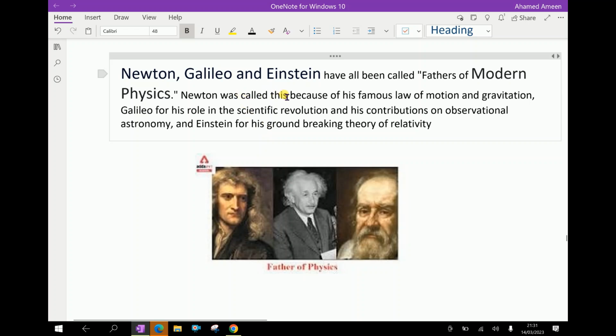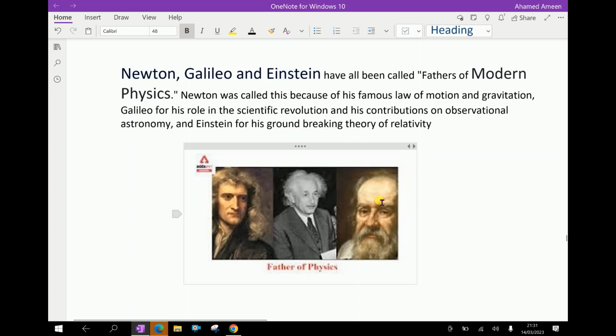Newton, Galileo and Einstein have all been called the fathers of modern physics. Newton was called this because of his famous laws of motion and gravitation, Galileo for his role in the scientific revolution and his contribution to observational astronomy, and Einstein for his groundbreaking theory of relativity.